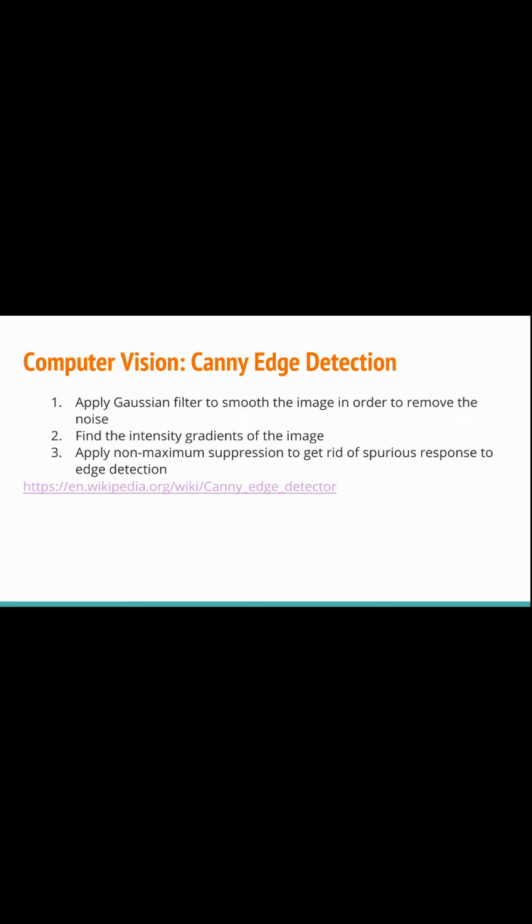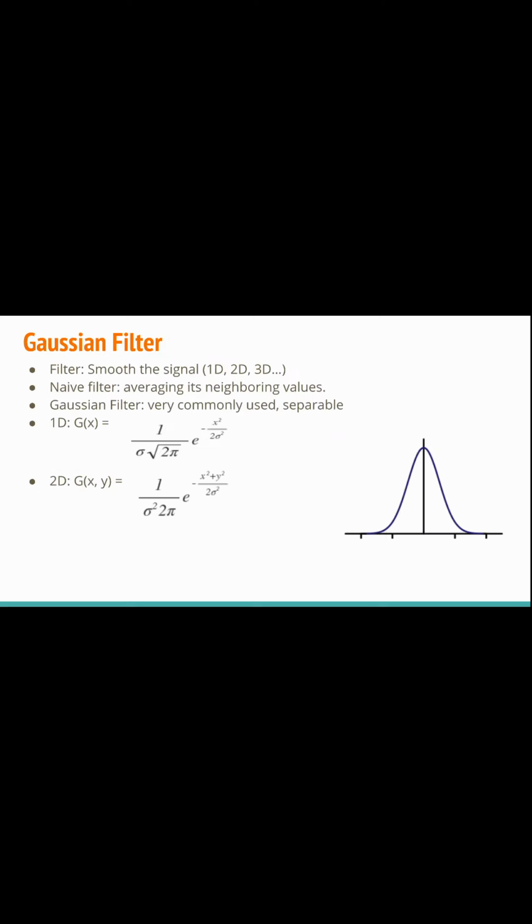One useful way to detect edges is called Canny edge detection. What it does is apply a Gaussian filter to smooth the image, and then find the intensity gradient of the image. Then apply non-maximum suppression to get rid of spurious responses to edge detection. We'll talk in detail soon. So let's start with the Gaussian filter.